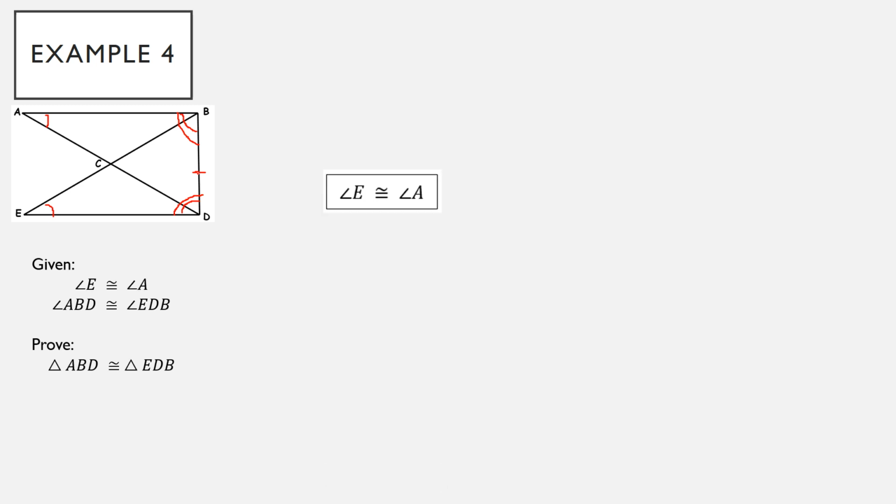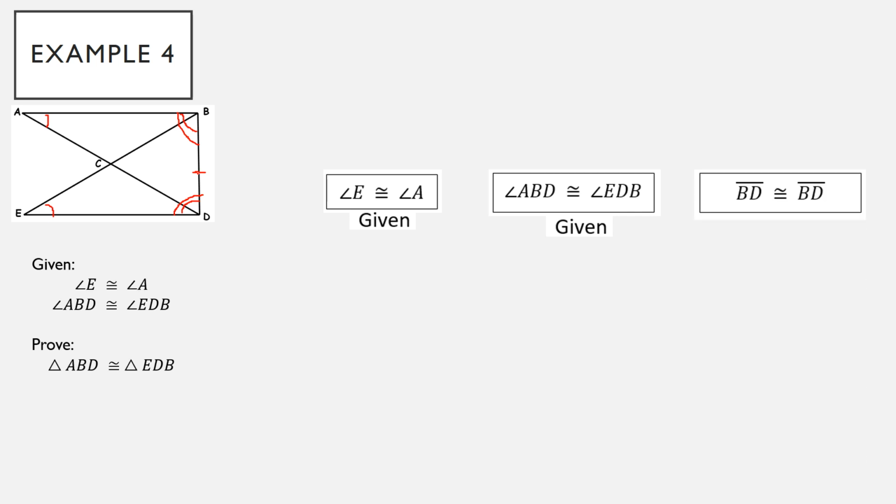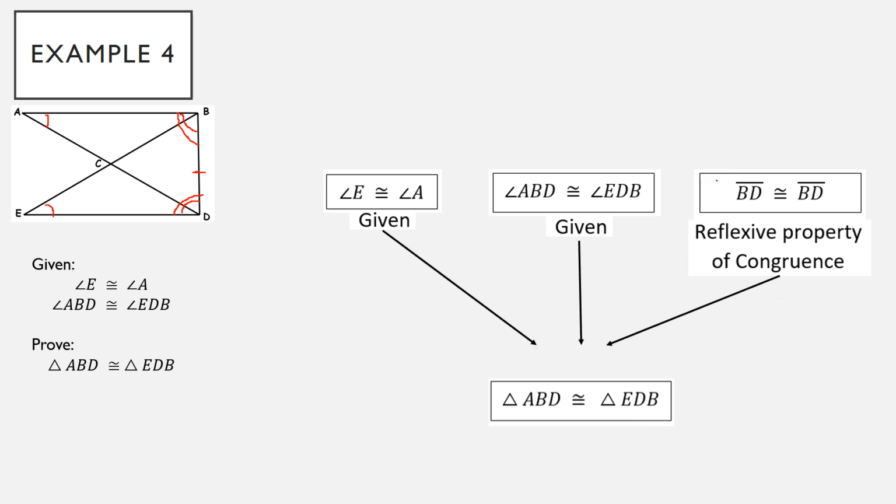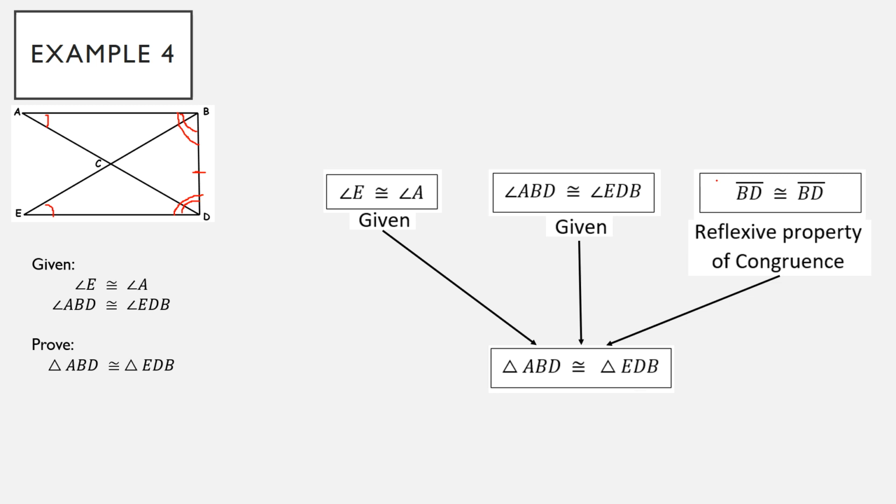And this one's kind of a short proof. So we know that A is congruent to E. That's a piece of given information. We know that ABD is congruent to EDB. Again, a piece of given information. And then BD is congruent to itself. That's the reflexive property of congruence. So look at that. We've got angle, side, angle already. So this proof is done. All these just point straight to the conclusion, which is that ABD is congruent to EDB, and that is by angle, side, angle.